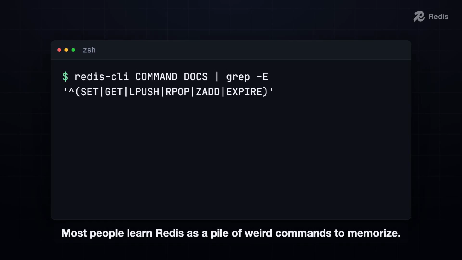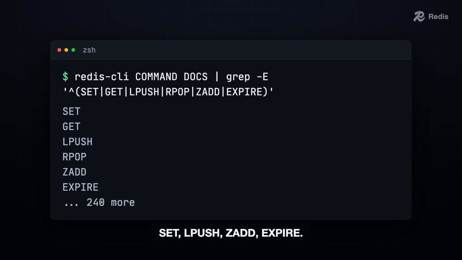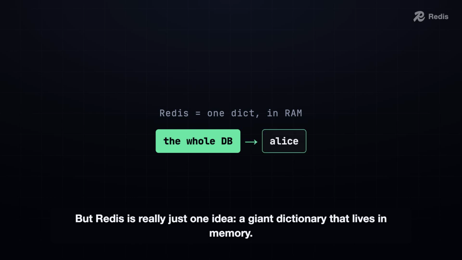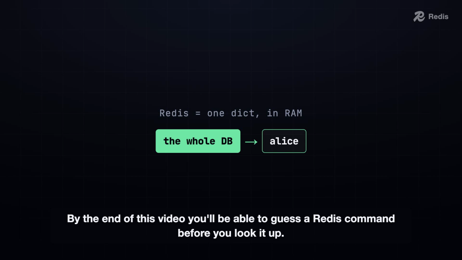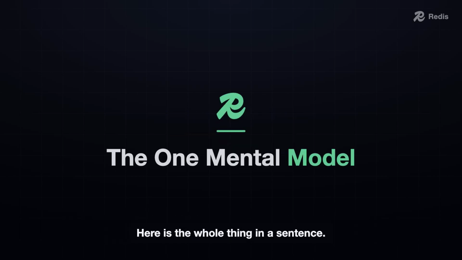Most people learn Redis as a pile of word commands to memorize. SET, LPUSH, ZADD, EXPIRE. But Redis is really just one idea, a giant dictionary that lives in memory. Get that one idea, and every command stops being trivial and starts being obvious. By the end of this video, you'll be able to guess a Redis command before you look it up.